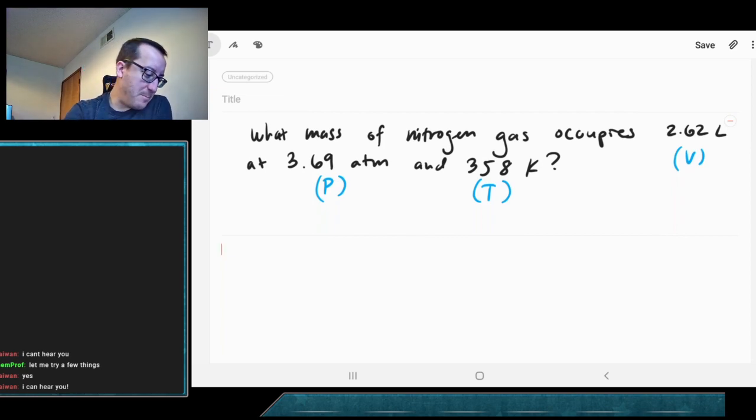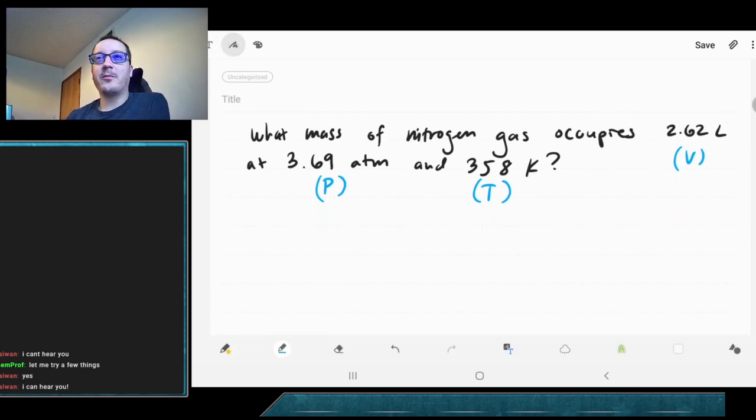Basically, as I went through this problem, I was looking at the numbers and trying to figure out what quantities they represent. Just looking at the units of those three numbers, you should be able to understand that those represent volume, pressure, and temperature, respectively. So hopefully that's okay.